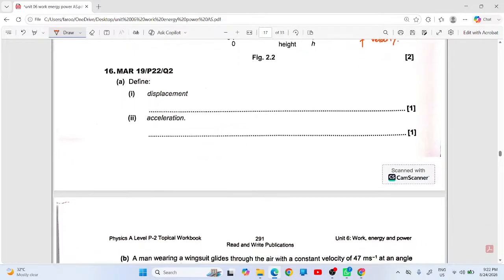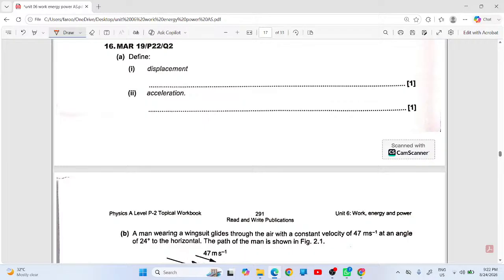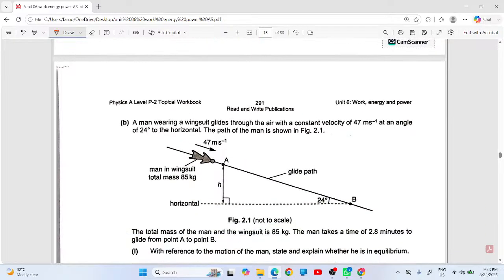Next is define displacement. What will displacement be? Shortest distance between 2 points. Don't write that; let's write it a bit better: distance in a specified direction. Let's see what the answer is. Distance in a specified direction from a point. Nothing else; you have to write this. And you know the definition of acceleration: rate of change of velocity. Rate of change of velocity is the acceleration.